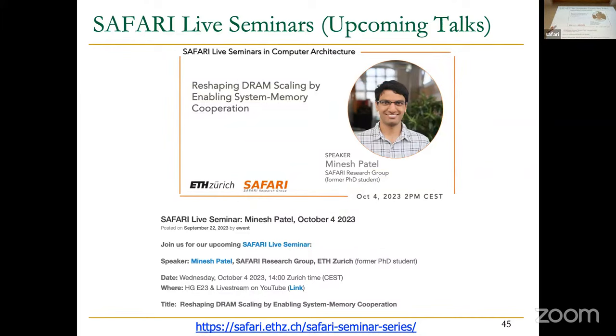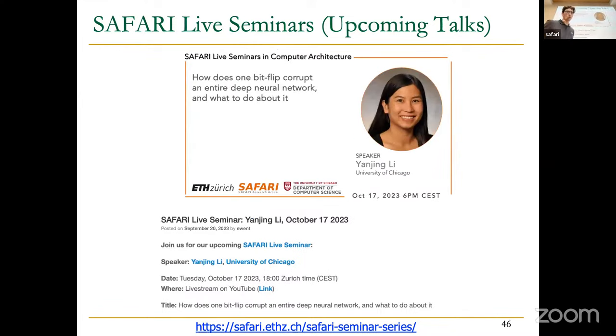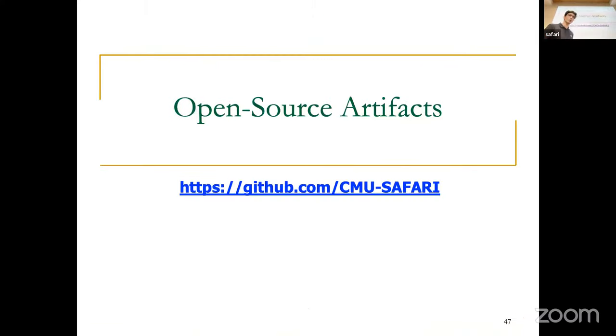Minesh Patel, who was a PhD student and also a TA in this course until last year, I guess. He's a specialist in different scaling, and I'm pretty sure that this is going to be also a very interesting talk. We will probably announce it again as it's approaching so that you attend it. And also this one by Jiangjing Li from the University of Chicago. This one will happen on October 17th, and it's about how bit flips can affect the operation of deep neural networks. So as you see, our group is very open.